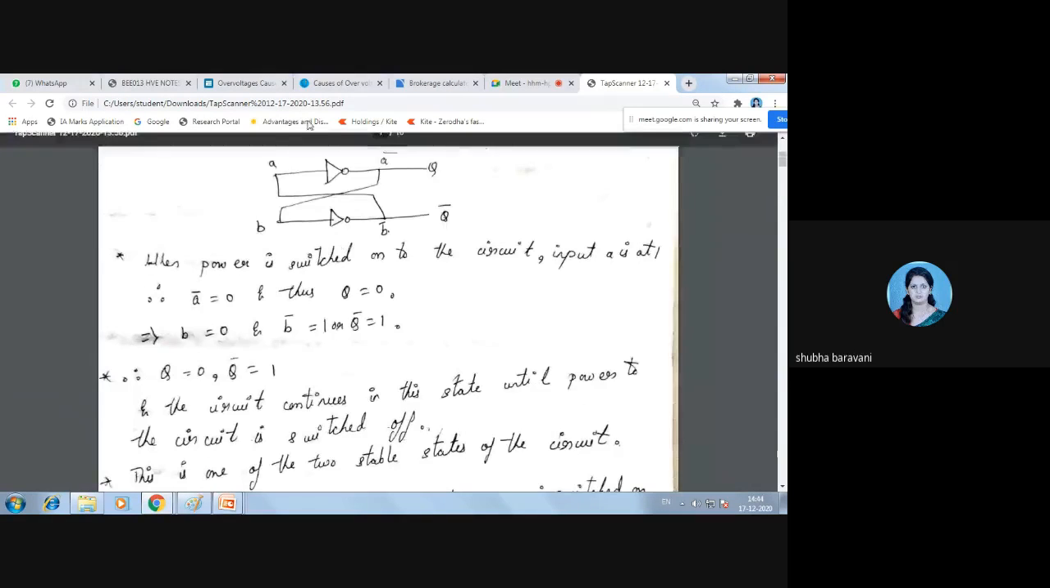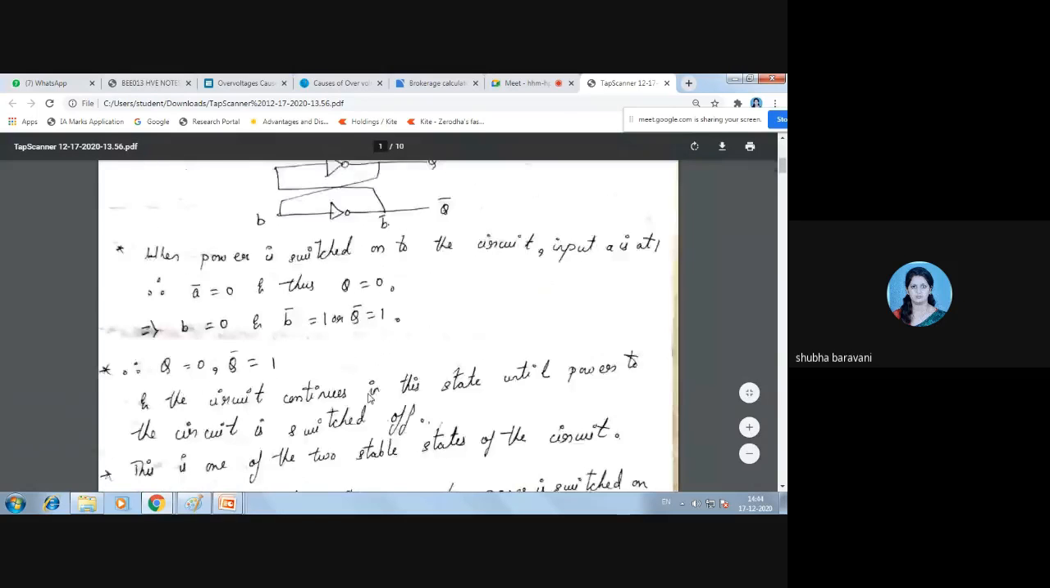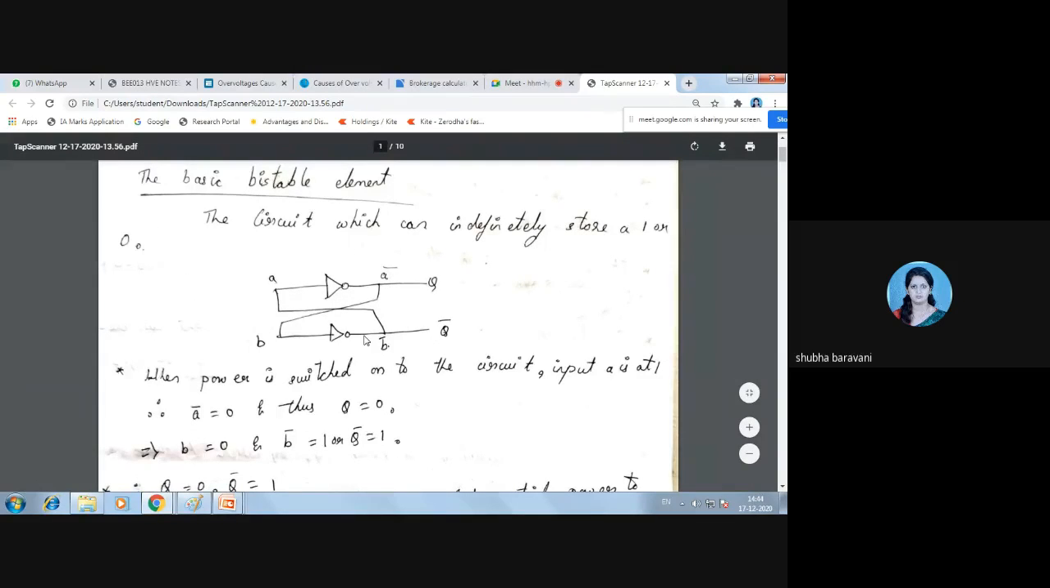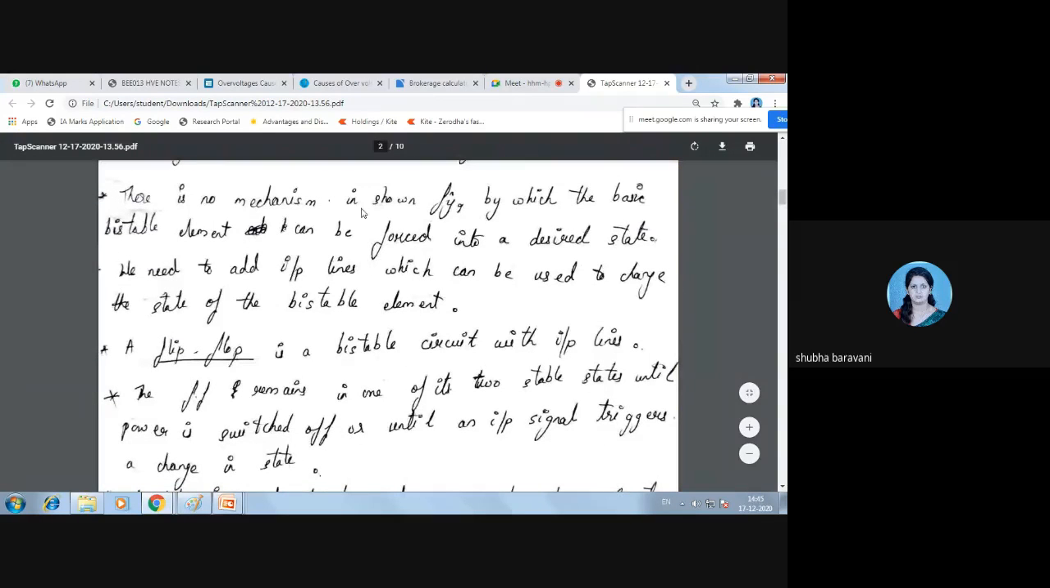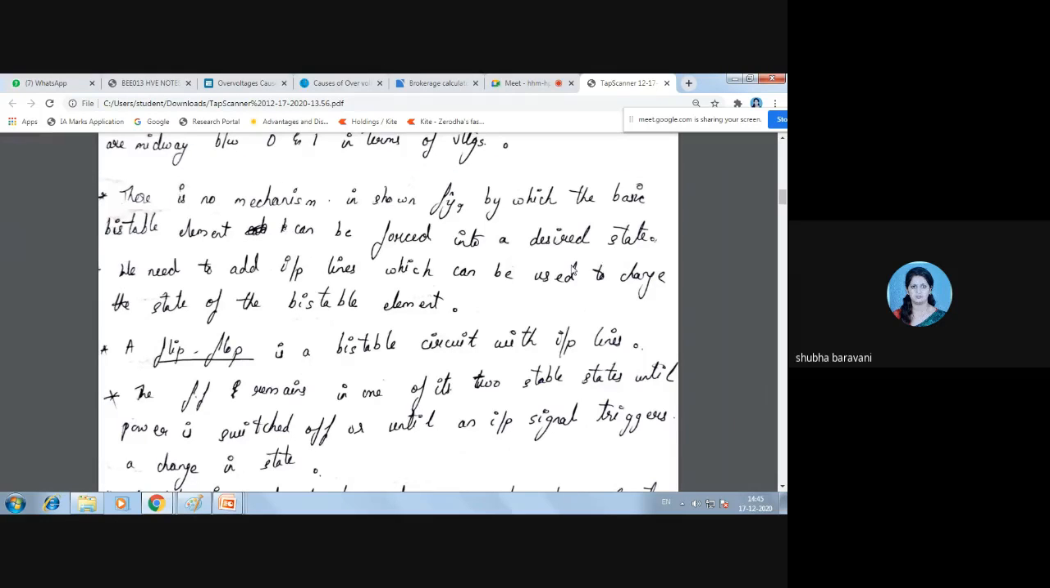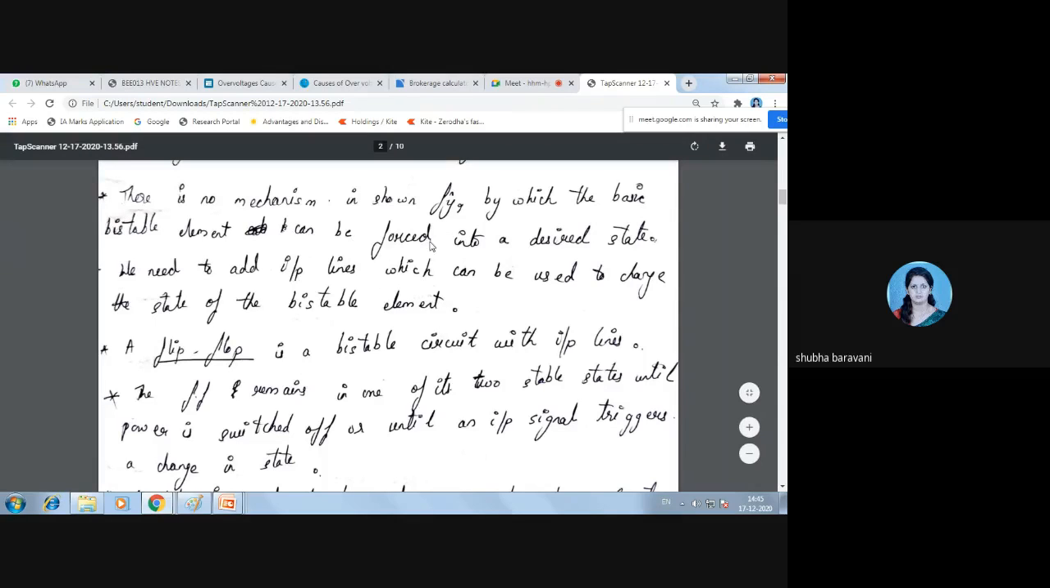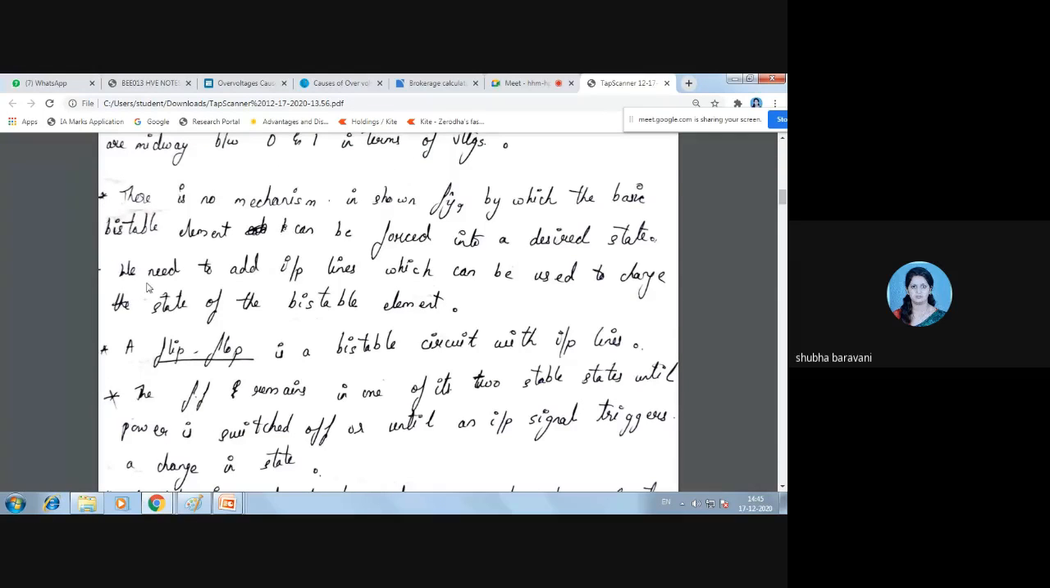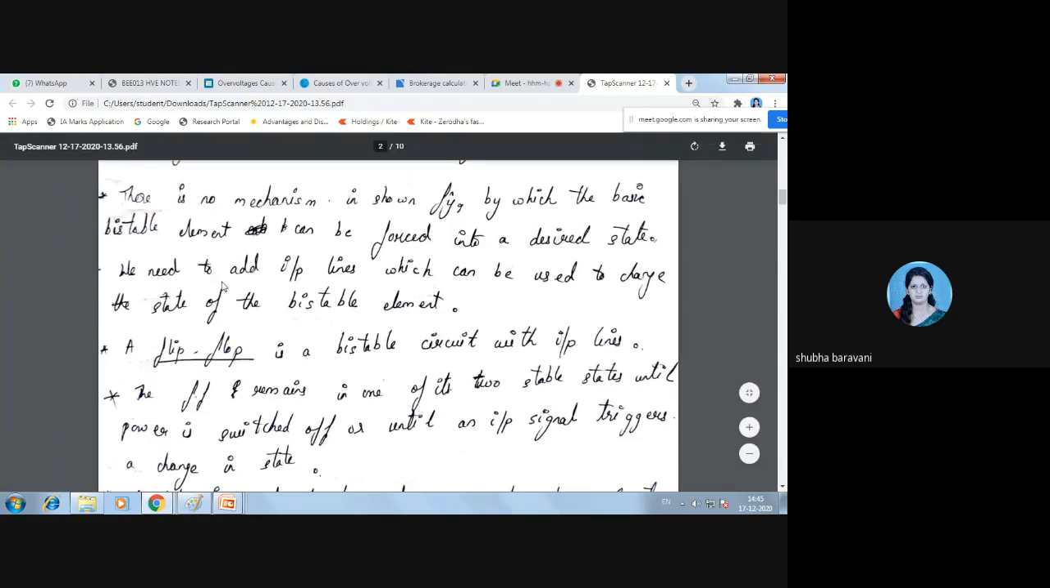If we see this figure, which is the figure for the basic bistable element, there is no mechanism by which the basic bistable element can be forced to a desired state. Desired state means either Q is equal to 0 or 1. So there is no mechanism according to this figure by which I can push my circuit to a desired state. To get that desired state, we need to add input lines which can be used to change the state of the bistable element.